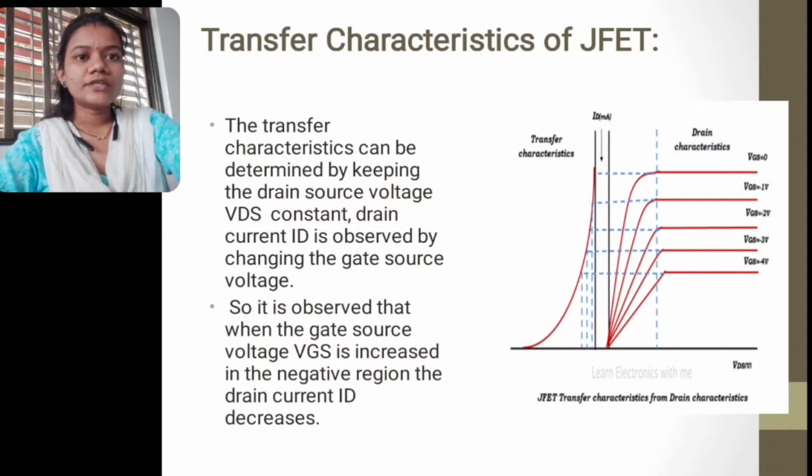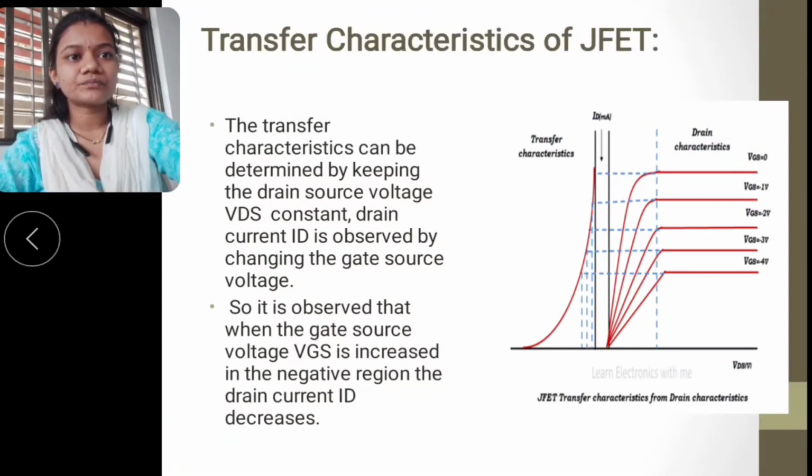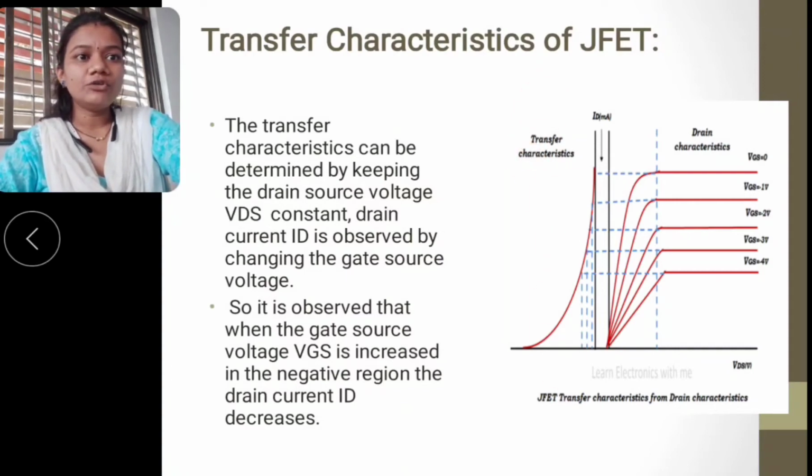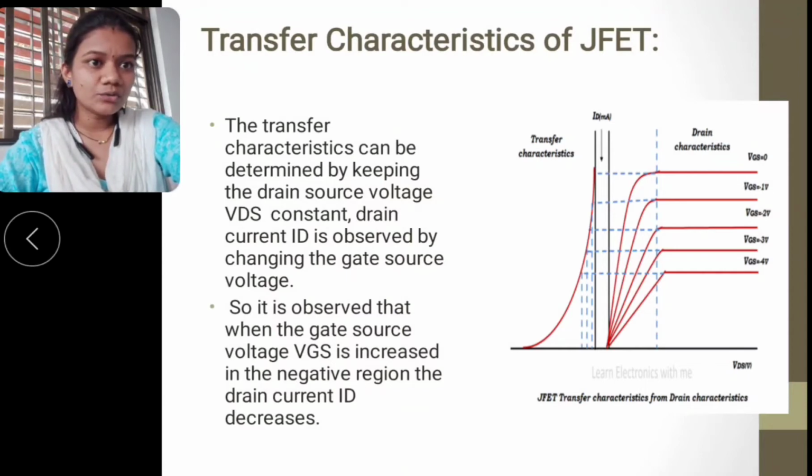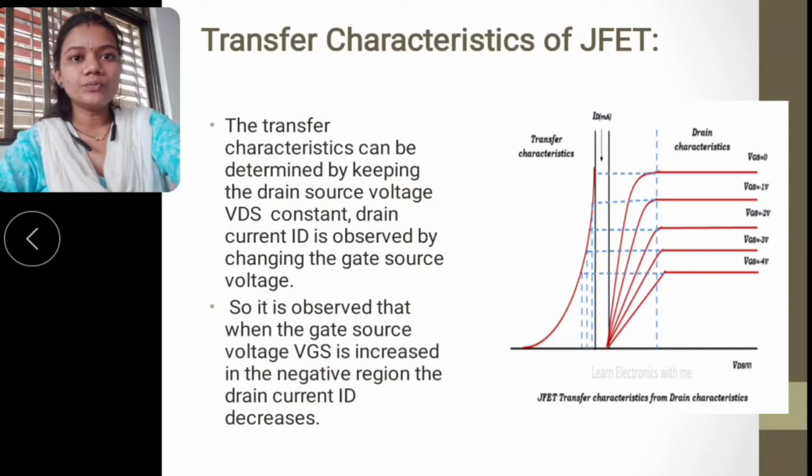The transfer characteristics can be determined by keeping the drain to source voltage VDS constant, and the drain current ID is observed by changing the gate to source voltage. As you can see here, the VGS is 0, then 1 volt, 2 volt. So by changing the VGS, we observe the drain current or value of ID.